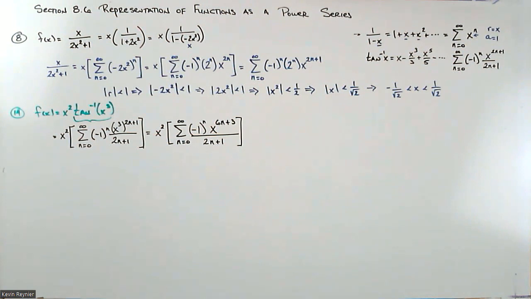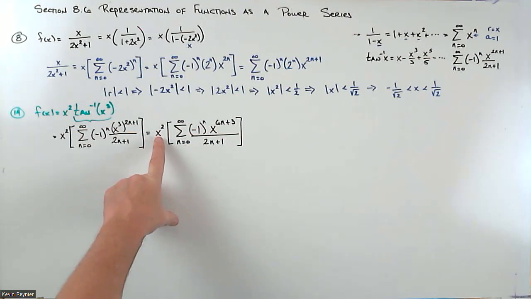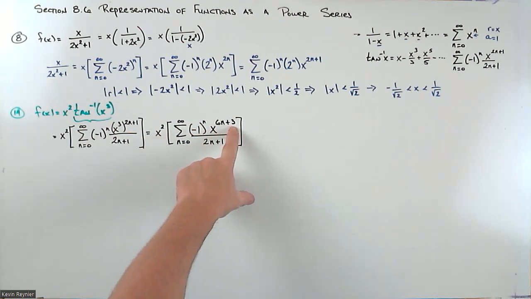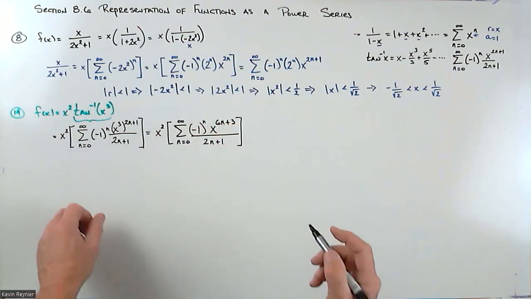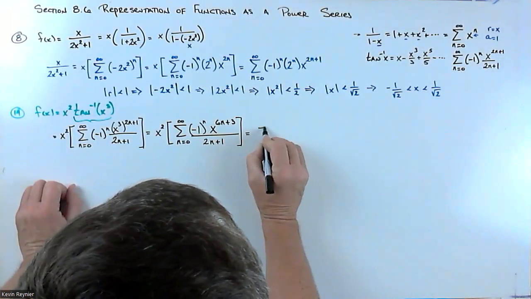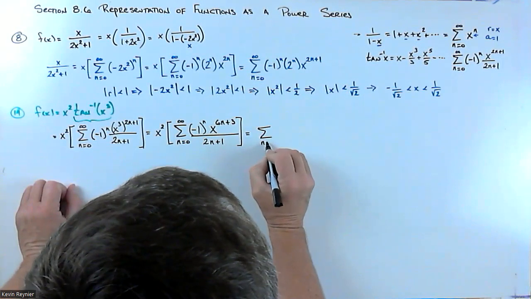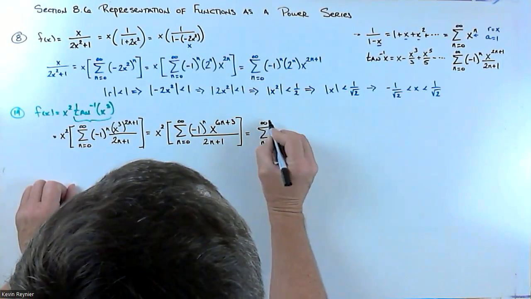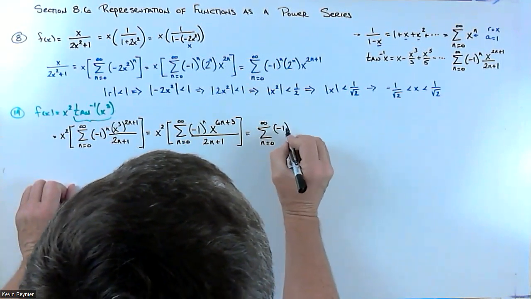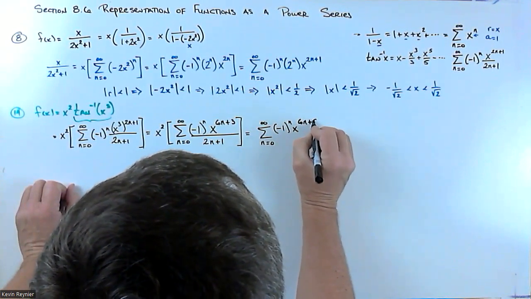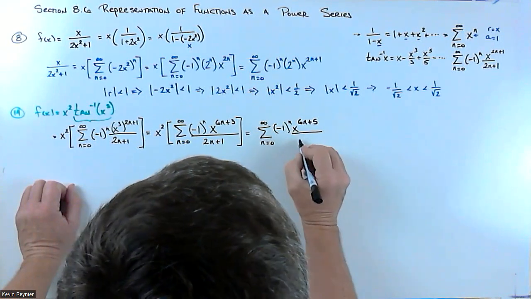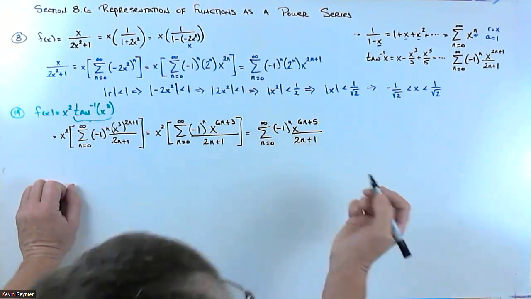Now, the only thing we have left to do is to incorporate this x squared into here. That's 2. This is 6n plus 3. When you multiply x to a power by x to a power, you add the powers. And so we get our final answer, which is sigma n equals 0 to infinity, negative 1 to the n, x to the 6n plus 5, all divided by 2n plus 1.